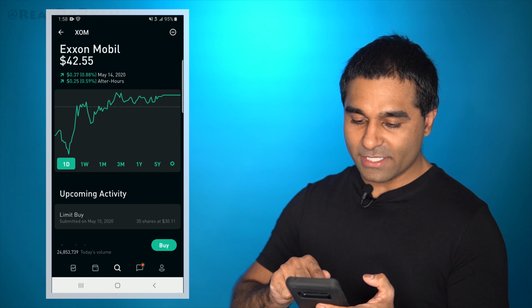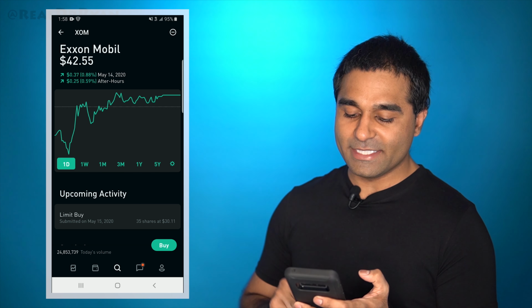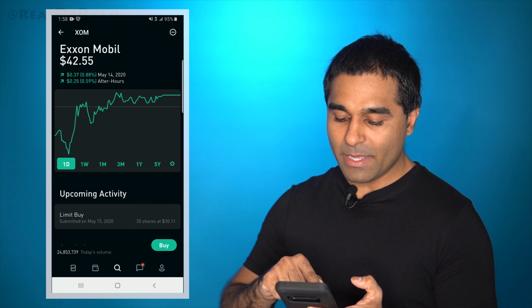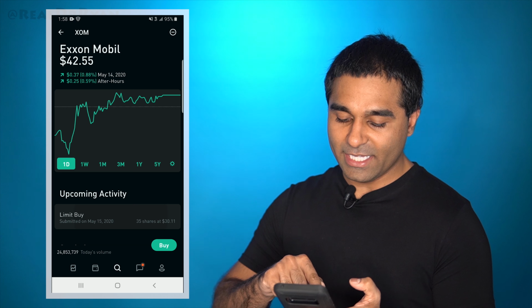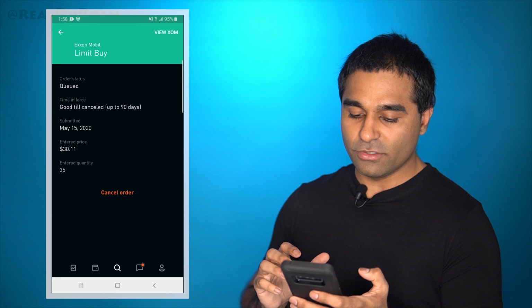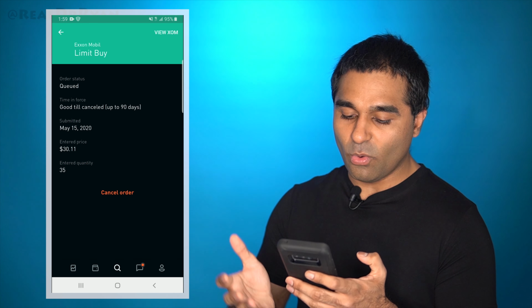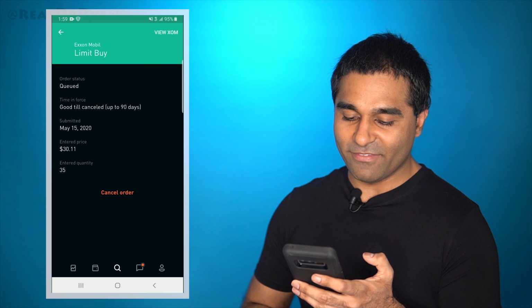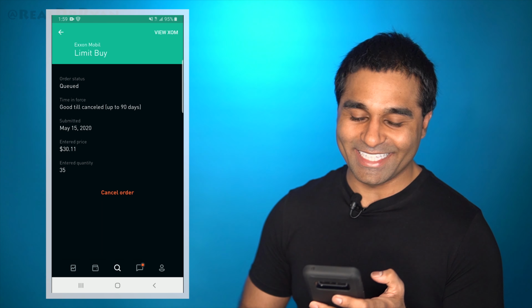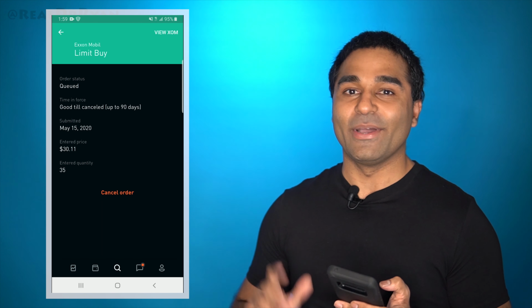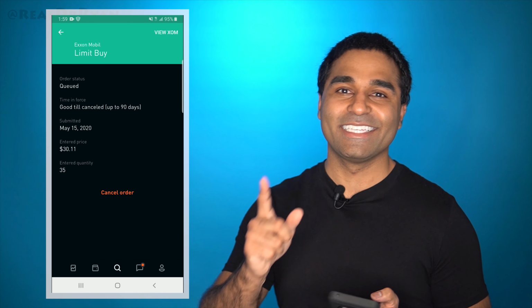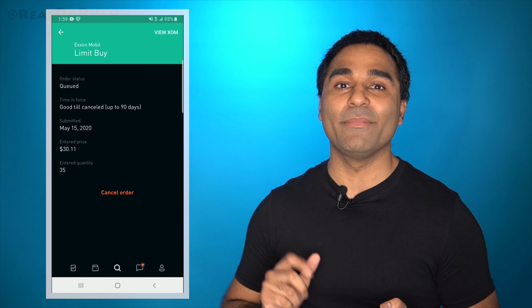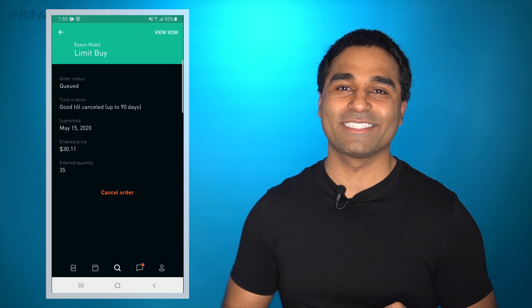And you'll also notice that under the upcoming activity tab, it says limit buy 35 shares at $30.11. You can go ahead and click on it, and it shows you right there, $30.11, quantity 35, submitted on May 15th, good till canceled, good for 90 days, and it's in the queue. So anytime in the next 90 days that price falls to $30.11, I'm buying it. And that's how a limit order functions and works.